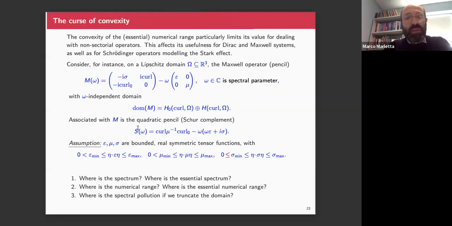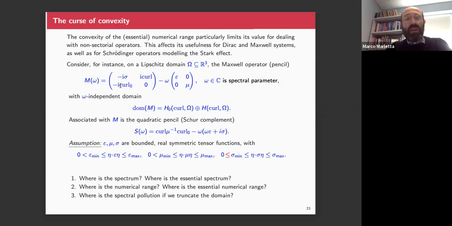So one of the problems of essential numerical ranges is they are convex. And we've already seen that that might limit their value for dealing with operators that are not sectorial. Okay. And here's an operator that isn't sectorial. So let's take a Lipschitz domain in R3, and let's take this dissipative Maxwell operator.